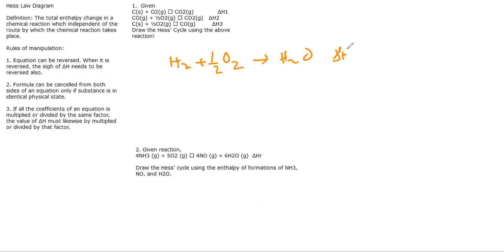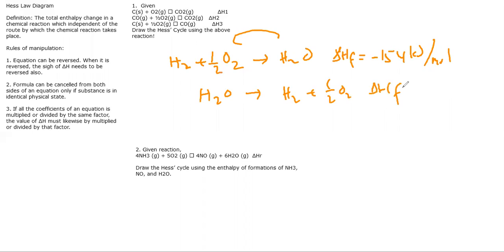Now let's say the information given to you is that the value of delta H for the formation of water is minus 154 kilojoules per mole. It is only an example, this is not the real value of delta H for water. Now if you wish to manipulate the equation by reversing the reaction, you can write H2O to give H2 plus half O2. Then the value of delta H will be positive. So now you have positive 154 kilojoules per mole. That's the understanding for the first point.